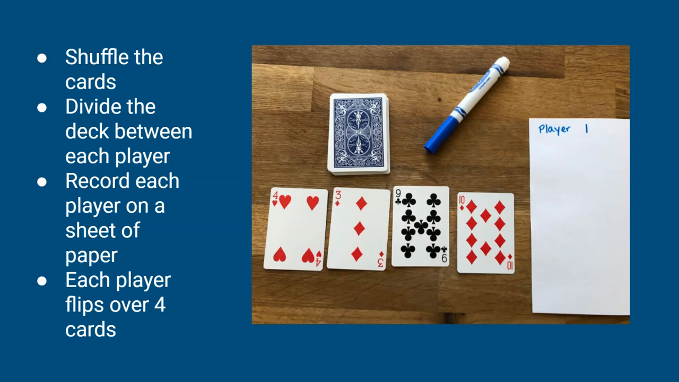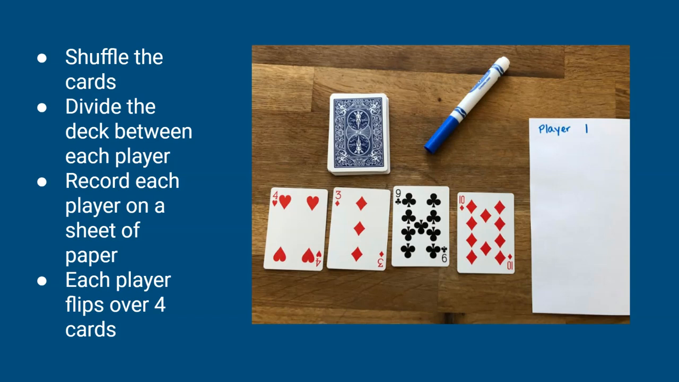You're going to be recording each player on a sheet of paper. You can see on the screen, this is what player 1 looks like. They've recorded player 1 on the sheet of paper. And each player will take their deck of cards and flip over the top 4 cards. So that's what you're looking at. It's player 1's turn in this game. And what you're doing is you're looking for ways that you can make 10 using addition.